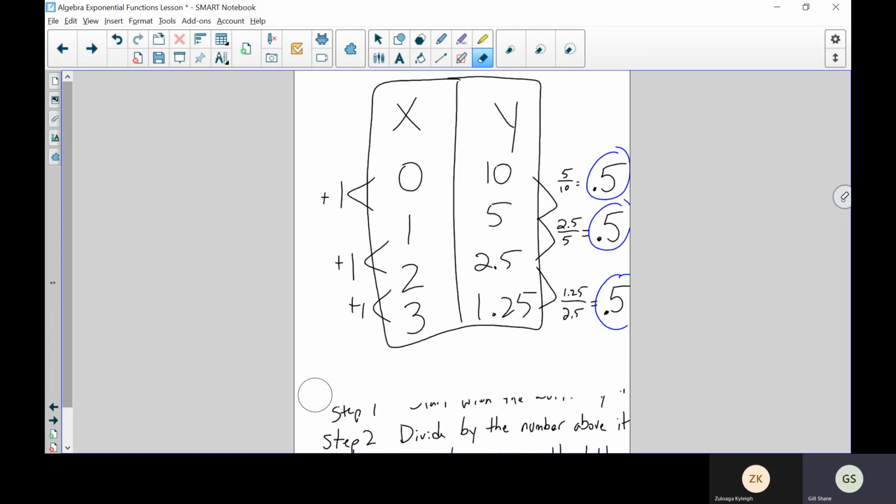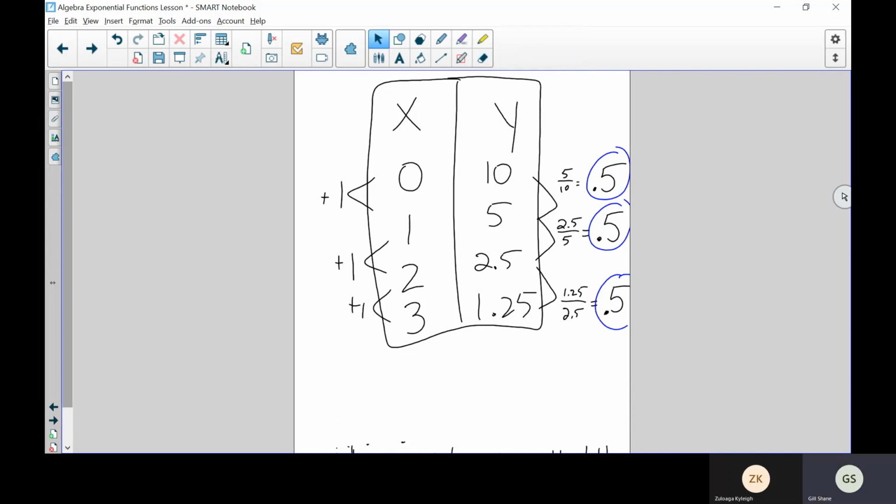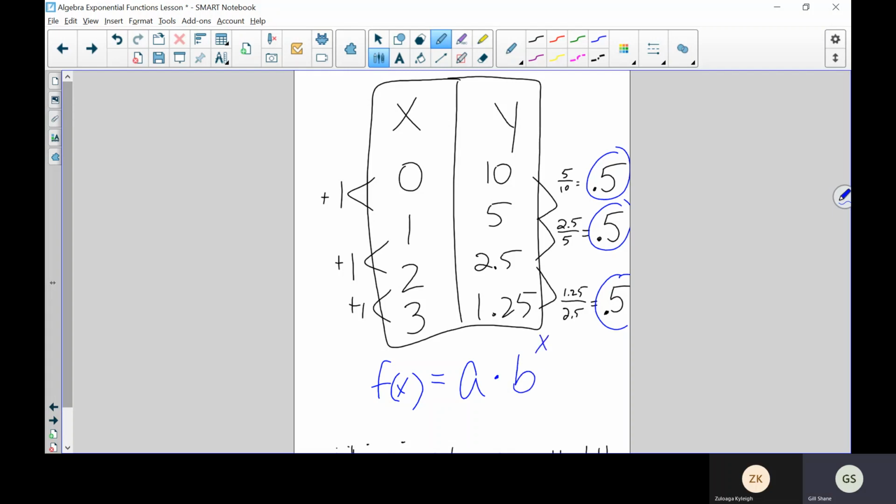So again, my formula is what for an exponential? How do I tell if this is linear or exponential? Is it based on addition or is it based on multiplication? This is based on multiplication, so I know it's exponential. So what's the formula for an exponential function? No, that's linear. It's a times b to the x. That's the exponential formula. So I just need to find out what's my a and my b.